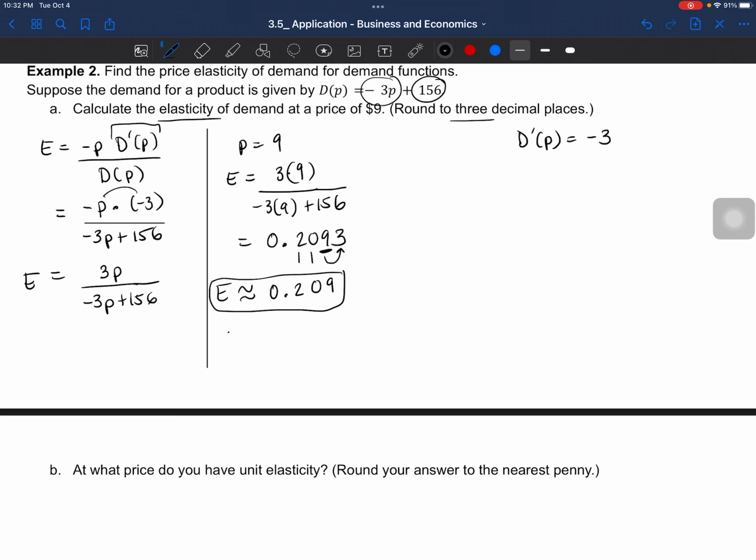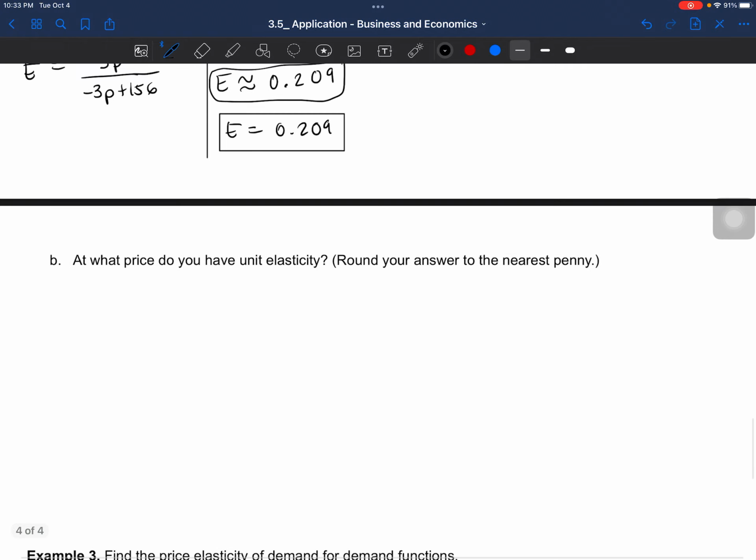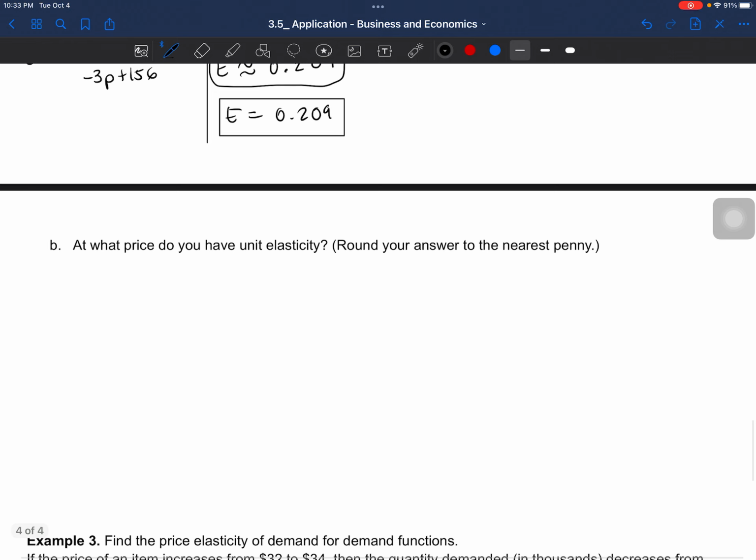All right, so that's the first part, right? We found the elasticity of the demand at this price. We can just write it as E equals 0.209. As a mathematician, I'm always careful to say when something is exact versus when it is an approximation. In reality, this is an approximation, but we're gonna treat it as equal, since we are asked to round this number.